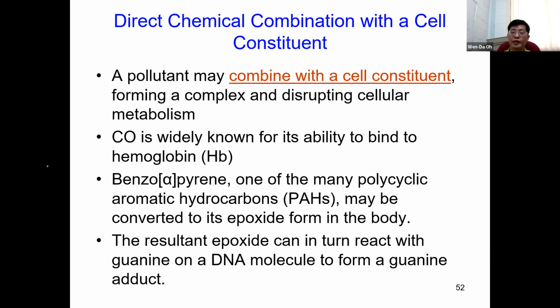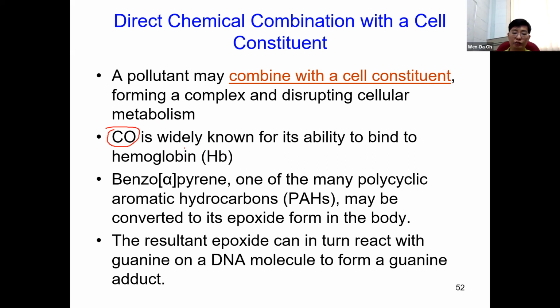And also the other one will be the combination of this pollutant with a certain cell component that will cause it to be less useful. For example, carbon monoxide binding with the hemoglobin. When you have carbon monoxide binding with hemoglobin, it actually makes the red blood cell become less potent, less useful for respiration, which means that your red blood cell cannot release oxygen and take up oxygen anymore because it's deactivated due to the presence of carbon monoxide.